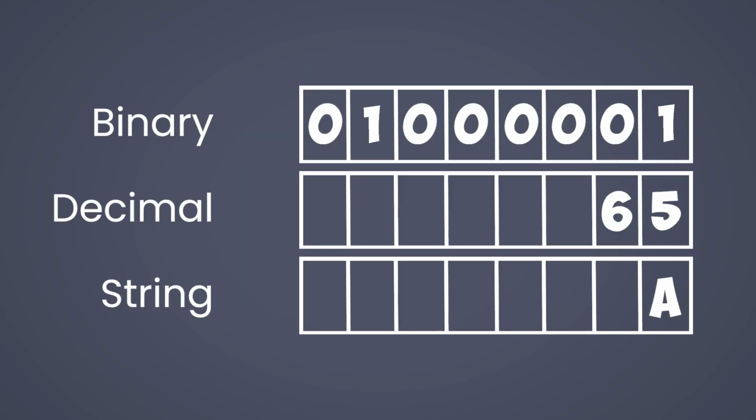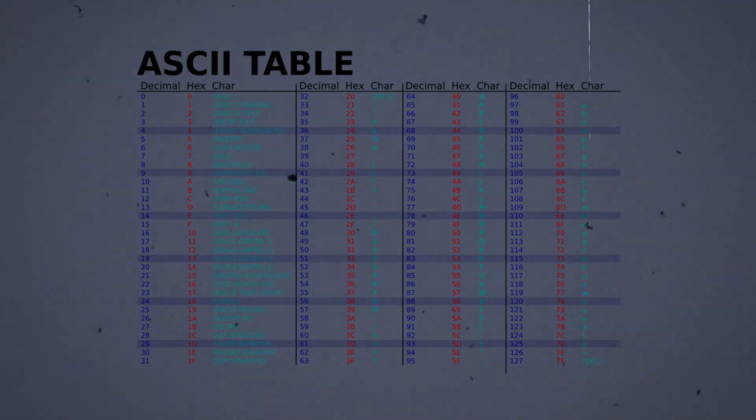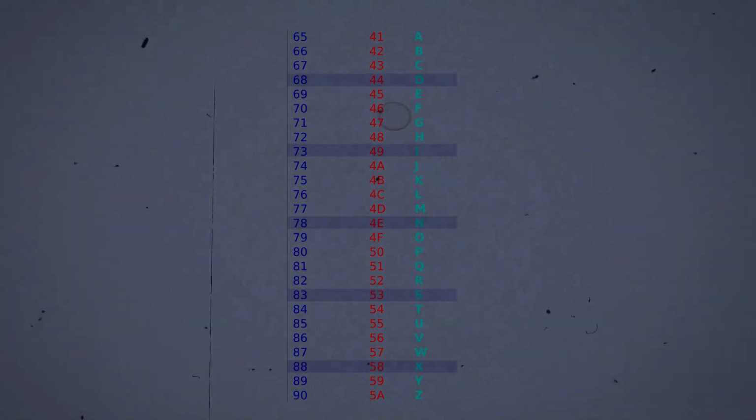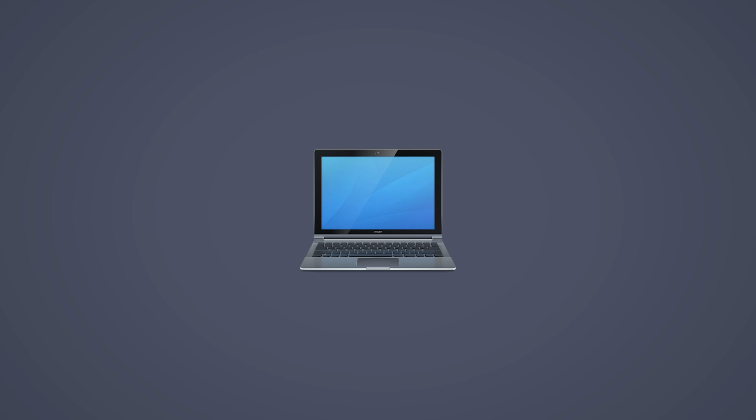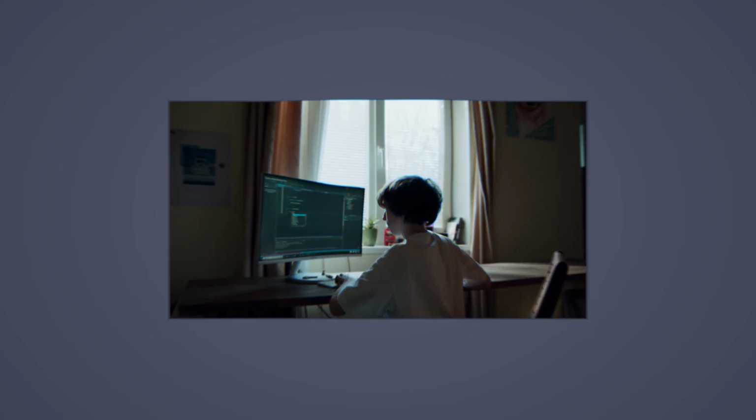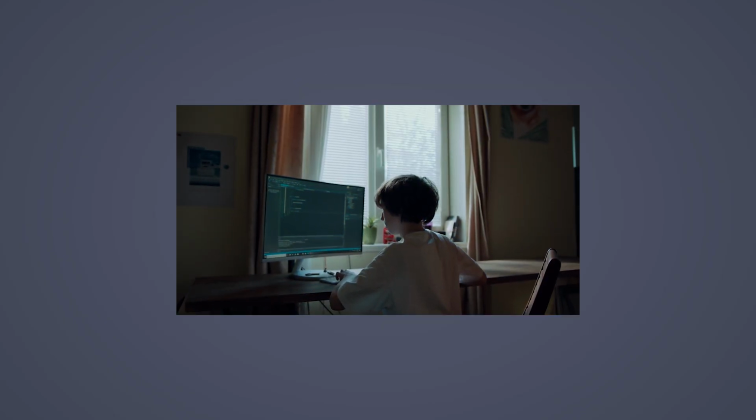It's still a 65 at the end of the day, but when we read things as a string, we use something called the ASCII system. It's a set of characters that somebody named Bob Bemer in 1961 came up with, which is a way to pair a number with a character. A ridiculously large majority of modern computers use the ASCII system. So when we read this set of binary digits as an ASCII character, it's actually going to be read as the ASCII counterpart of 65, which is an A. The meaning of the byte all depends on how we read it. This understanding is going to be crucial later on in this tutorial when we tell our code how to read the data that we saved.